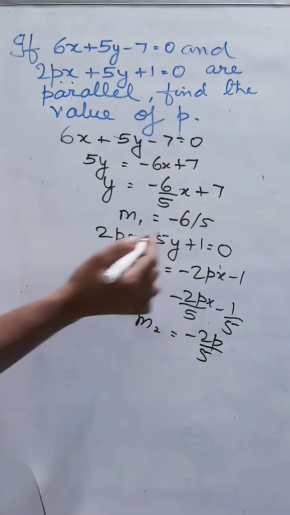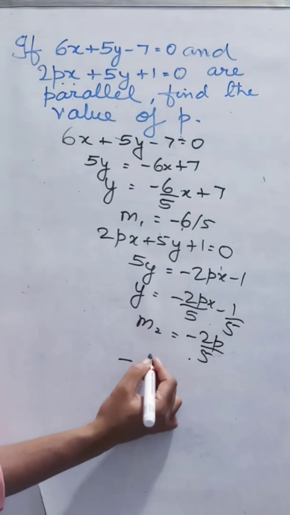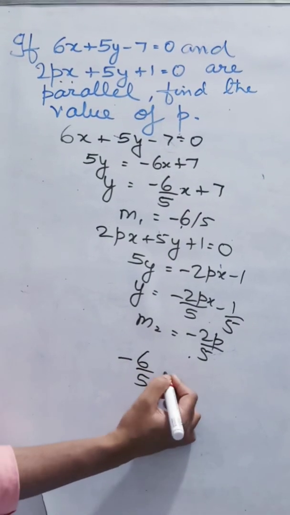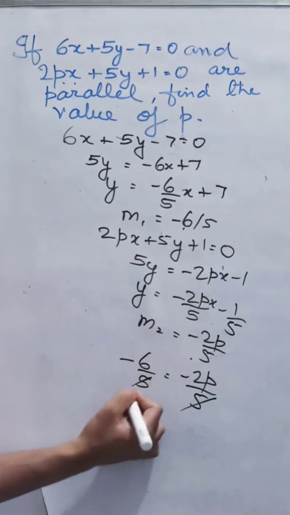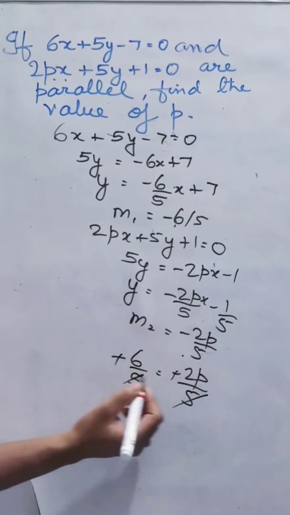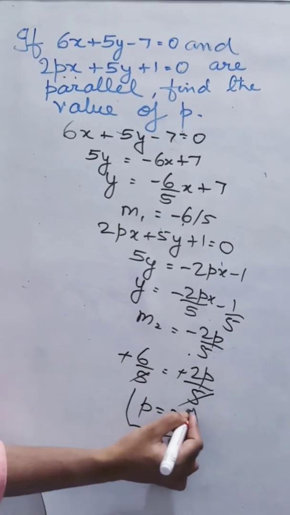Now because they are parallel, both slopes will be equal. So I can write minus 6 upon 5 is equal to minus 2p upon 5. The 5 cancels out, the minus signs cancel out, and p will be equal to 3. This is our required answer.